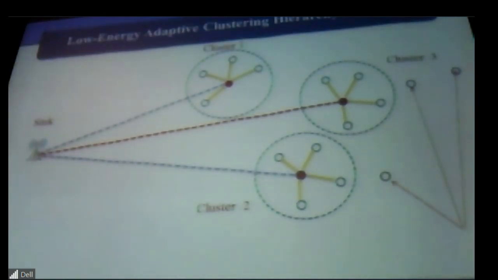Most researchers have thought about how to solve this problem. They proposed some methods. The first is multi-hop communication between cluster heads. From here to here is very far, so if we communicate this cluster head with this one, it will need less energy than sending from the cluster head to the sink.